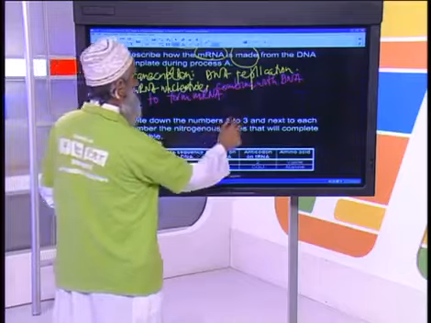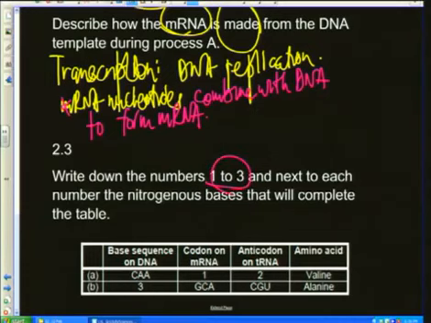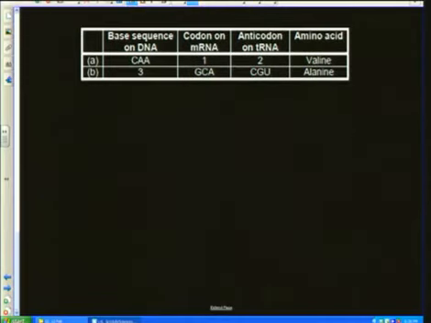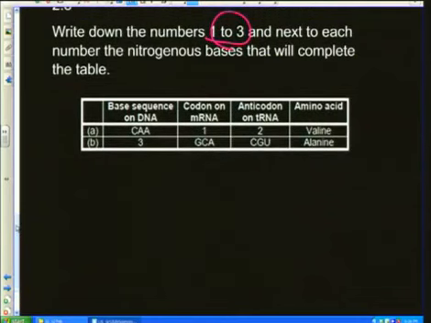Good. Write down the numbers 1 to 3, and next to each number, the nitrogenous bases that will complete the table. I'm going to do it on the table for you. In the exams, obviously you're not going to rewrite this whole table. You will write 1, 2, 3, and you will write your answer there. Remember that. You don't have to redraw the table. The instruction told you what to do.